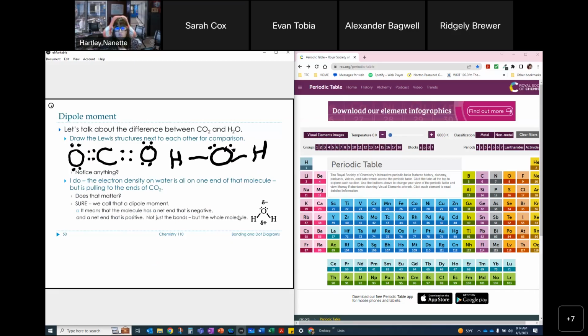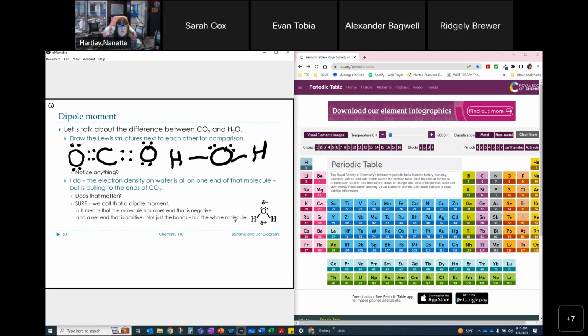So I've drawn 2 structures here, one for CO2 and one for H2O. And remember, we have our carbon. There are 4 electrons shared in these double bonds. I have 2 lone pairs on each oxygen, and the 4 in that bond. And then I have 1 bond here, 1 bond here, and 2 sets of lone pairs on that oxygen. And I say, notice anything? Because I do.